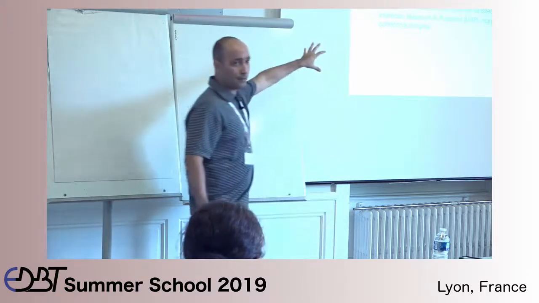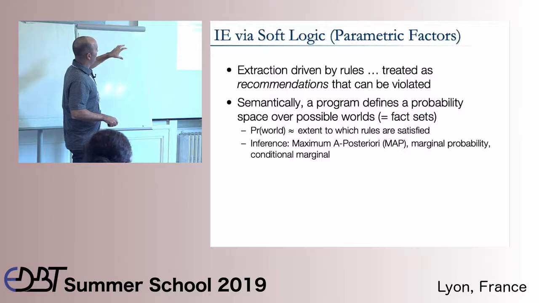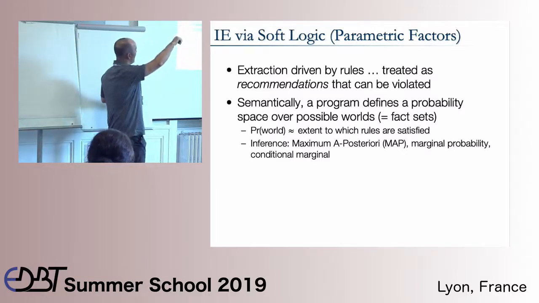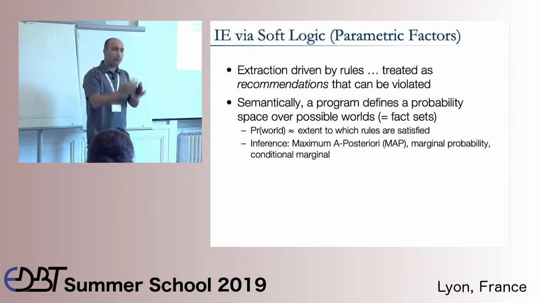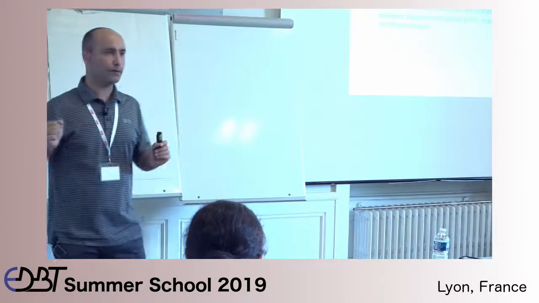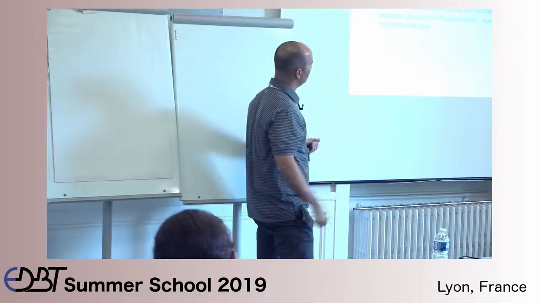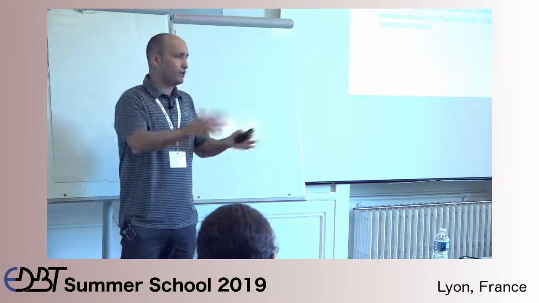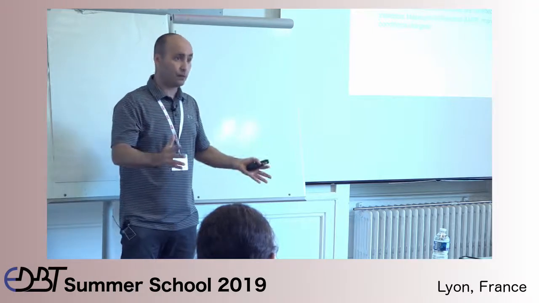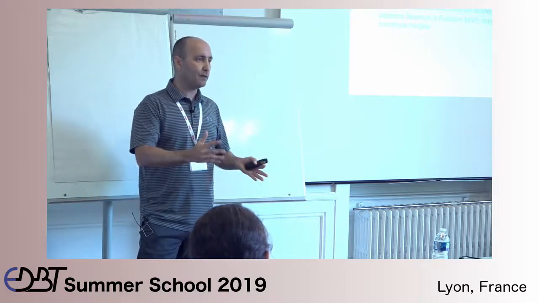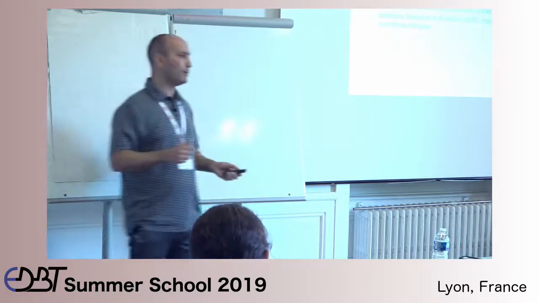Okay? But basically, think of it as they're describing or specifying a probability space where the probability of a possible world is somehow determined by the extent to which the rules are being satisfied or violated by this possible world. This is the commonality of these paradigms, the soft logic paradigms. And then once you have this probability space, you can do whatever you do with probability spaces. Inference. What is inference? Most probable world, probability of an event, conditional probability, conditional most probable world, and so on.